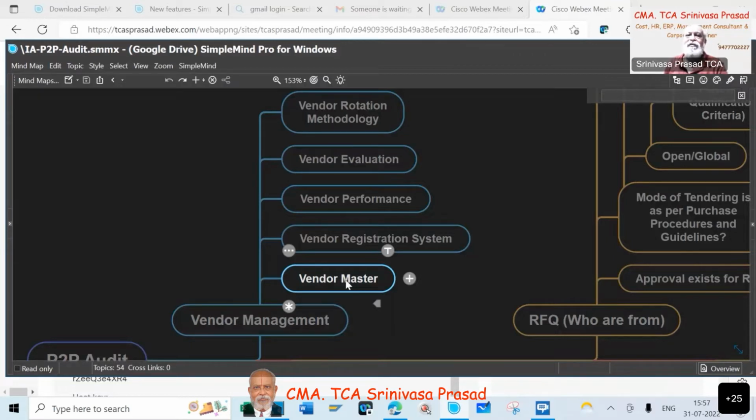Okay, fine. What is vendor performance? It is connected with the vendor evaluation also. What is vendor performance and evaluation? Can we discuss that point? Vendor performance.